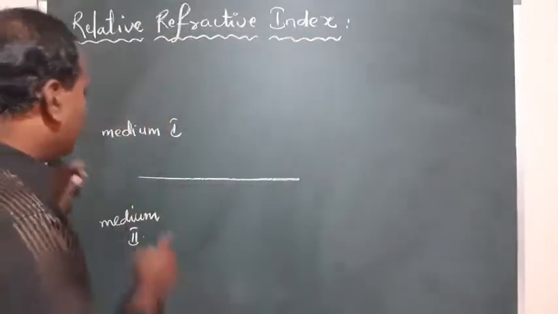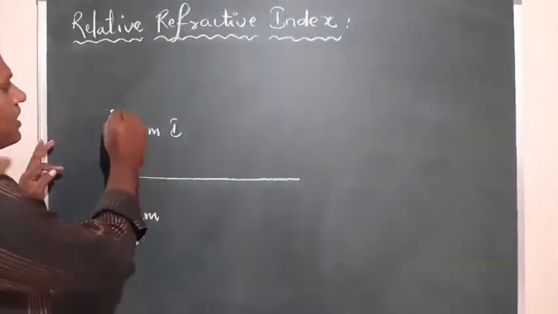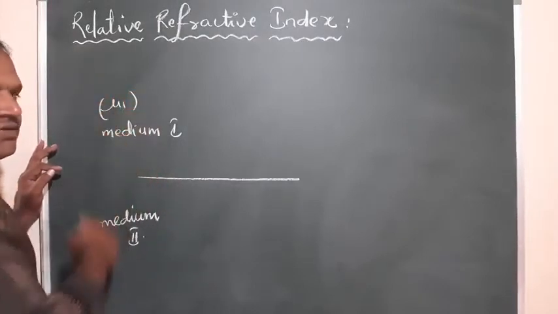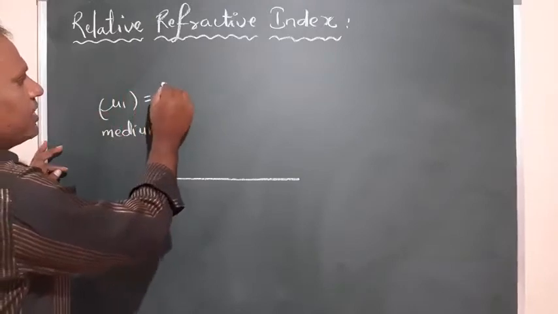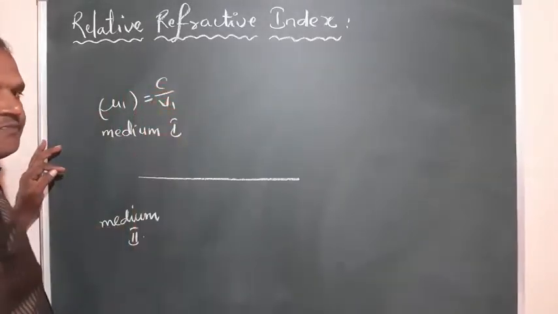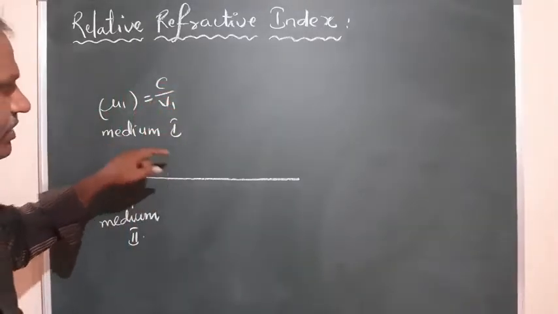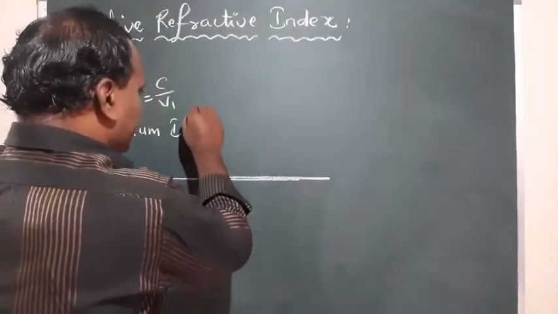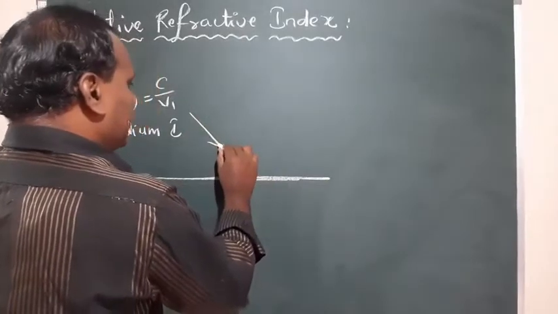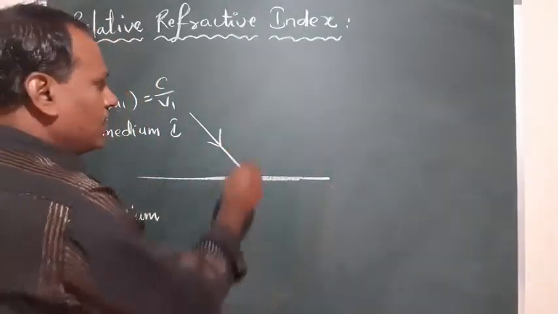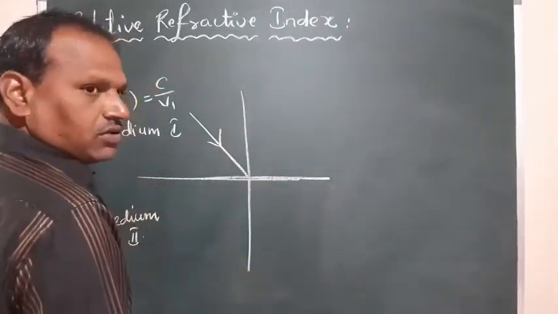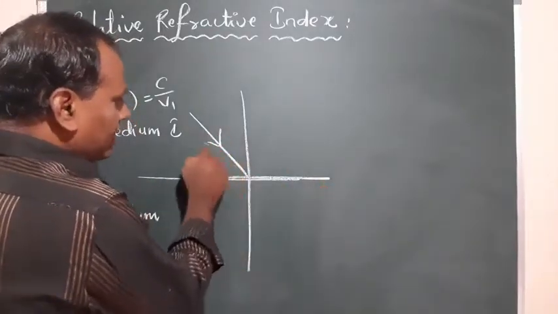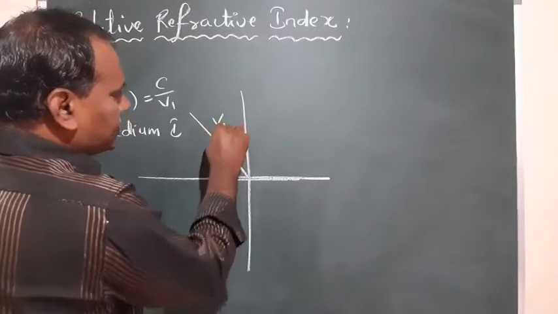Now for the first medium, the refractive index is mu1, which is given by C upon V1. I'm drawing here the interface, and this is a light ray incident on this interface, and this is the normal drawn to the surface or interface. The velocity of this light ray in the first medium is V1.